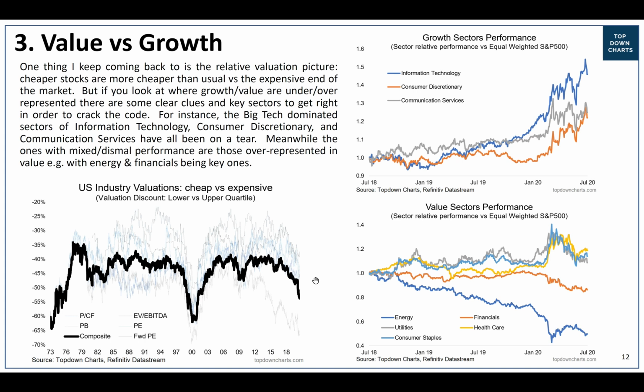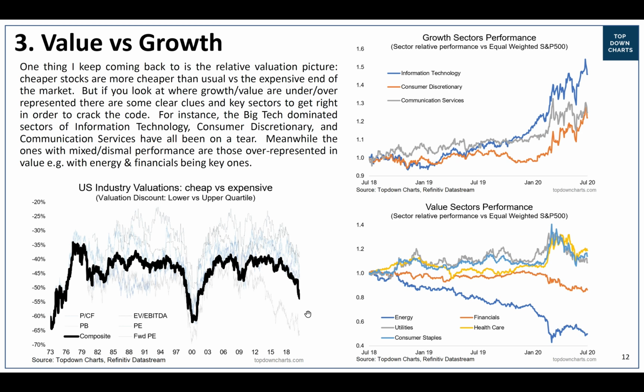But one of the big things, and pretty much in line with those two previous charts, is the relative valuation picture. Now, this chart here on the bottom left, strictly speaking, is not value versus growth, but what that actually is is the valuation discount between the lower and the upper quartiles across the different industries of the S&P 500. So it's the cheaper industries versus the more expensive industries, and you can see that the cheaper ones are cheaper than usual versus the more expensive ones. And it's from that kind of scenario where you do tend to see, certainly over more of a medium to longer term time frame, a turnaround in relative performance.